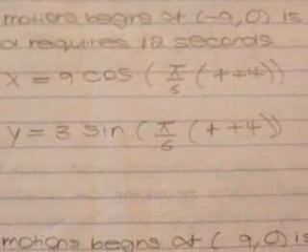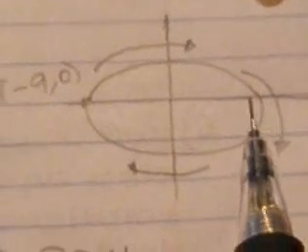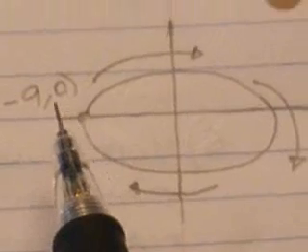Number 2. The motion begins at (-9, 0), is clockwise, and requires 12 seconds. So omega is pi over 6 again, and x equals 9 cosine(pi over 6 times (t plus 4)). y equals 3 sine(pi over 6 times (t plus 4)). And it goes in a clockwise motion, starting from (9, 0), so it will go this way.